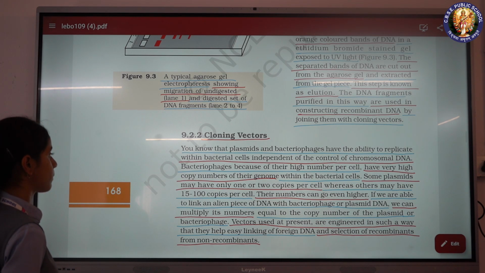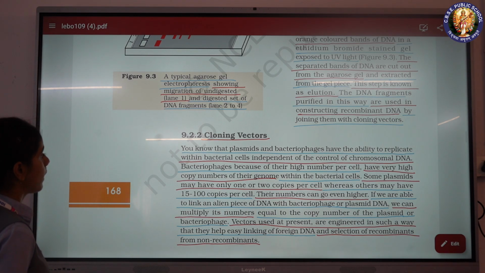by joining them with cloning vectors. You know that plasmids and bacteriophage have the ability to replicate within bacterial cells, independent of the control of chromosomal DNA. Bacteriophages, because of their high number per cell, have very high copy numbers of their genome.